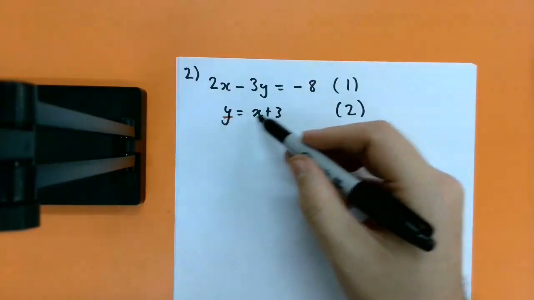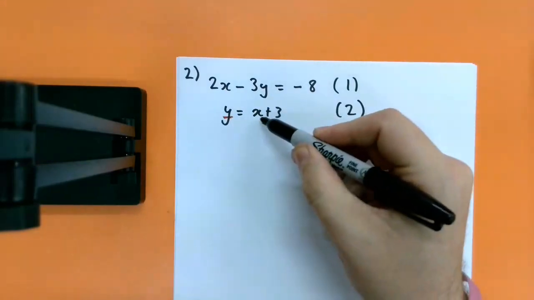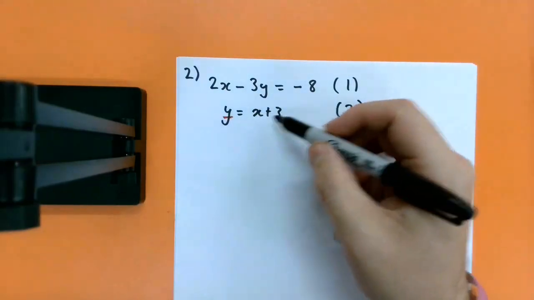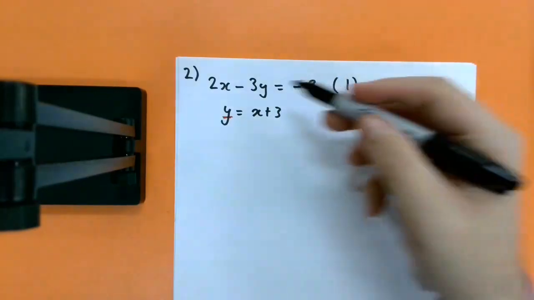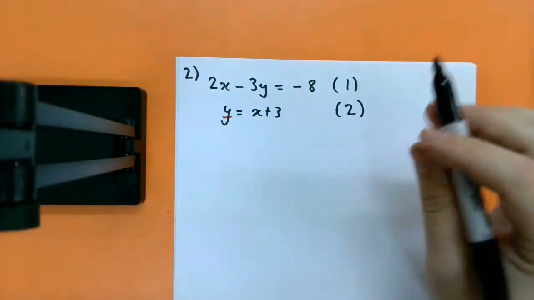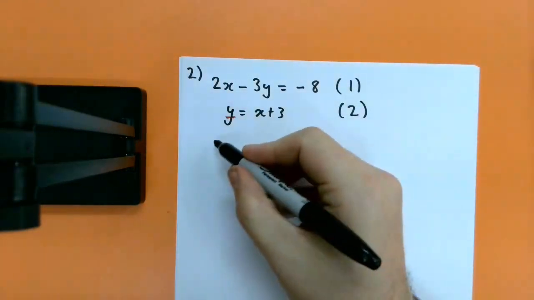You'll notice here we have y is equal to x plus 3. So what we're going to do to use the substitution method is substitute this whole expression, this x plus 3, into the first equation, wherever we see a y. Not just the x, not just the 3, but the whole thing wherever we see a y.